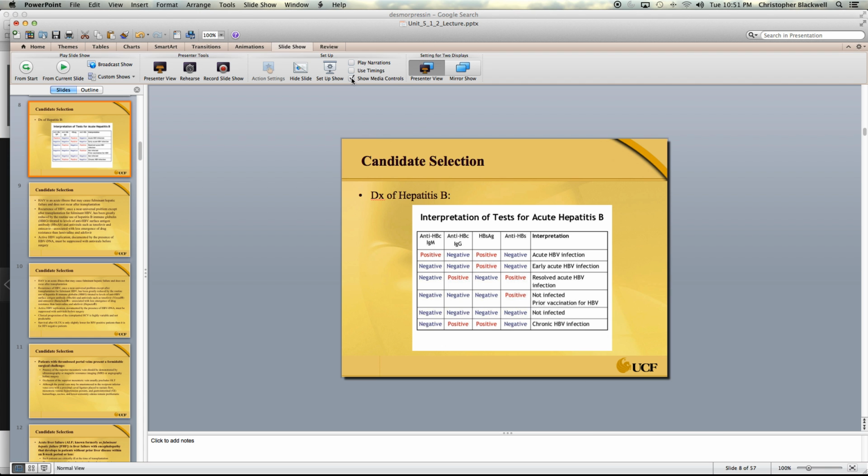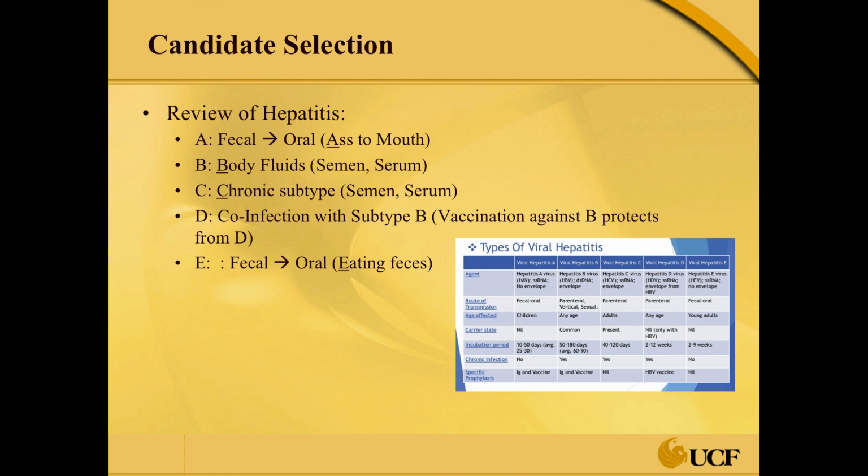Unfortunately, you can't remember E that way. So the way I always think about hepatitis E is eating feces. Yuck, I know, gross. But hepatitis A, ass to mouth. Hepatitis E, eating feces. So these two are fecal-oral in their route of transmission.